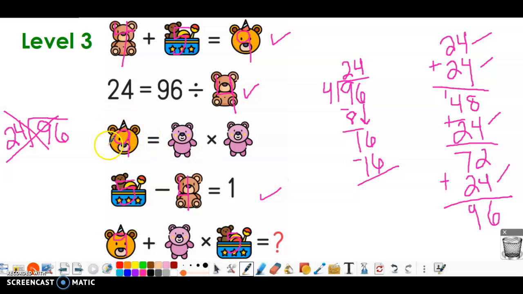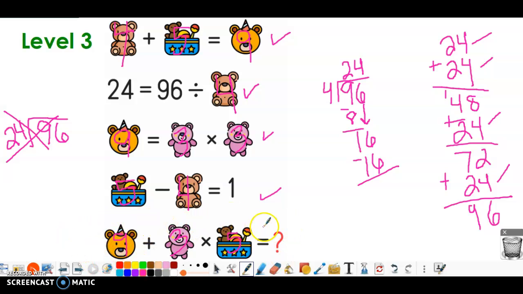Let's go here. Purple bear times purple bear equals 9. We know these have to be the same number. So what times what equals 9? Same number. All right, I heard you were saying 3. Okay, so 3 times 3 equals 9. So that means purple bear is 3. That line is a check. So the only thing we have left is this bottom line.